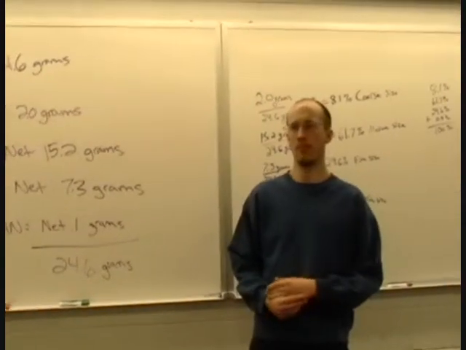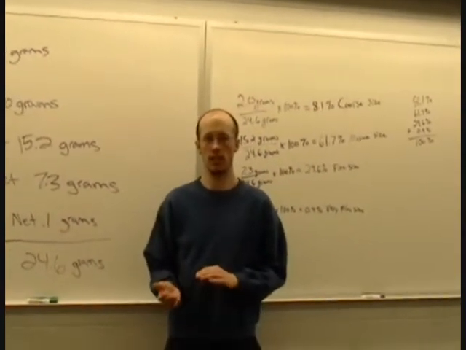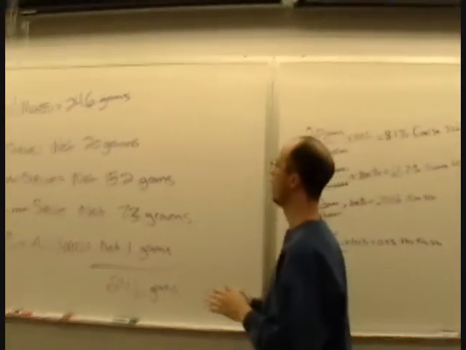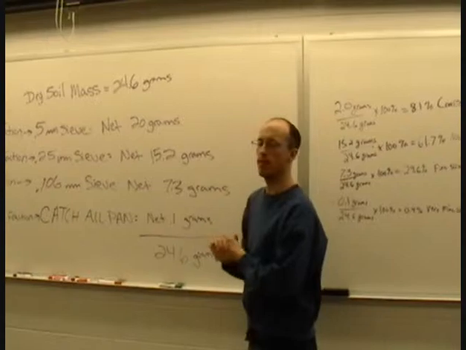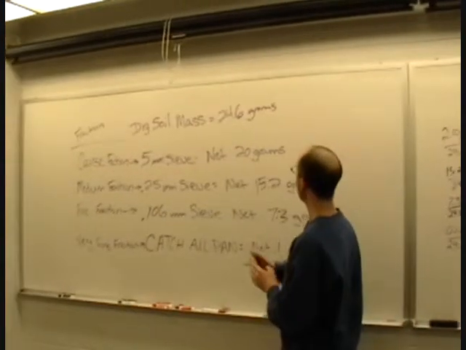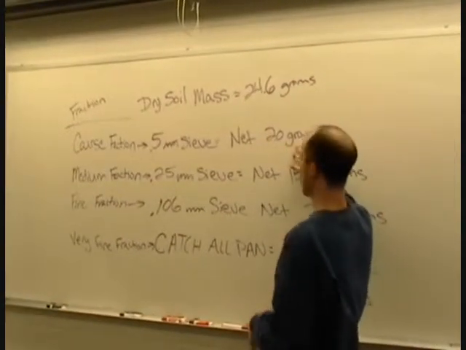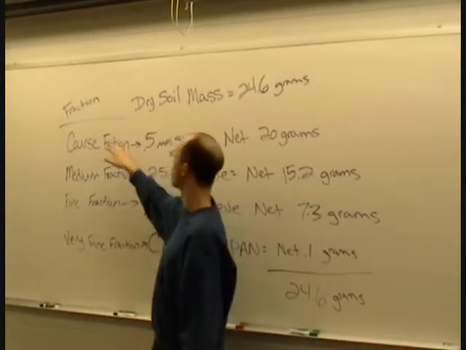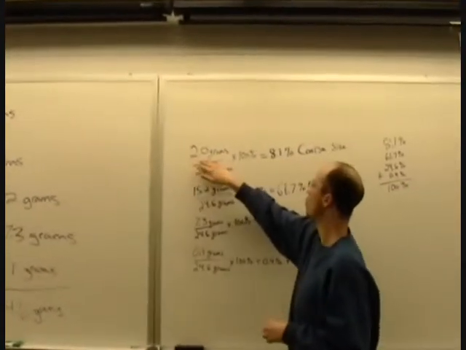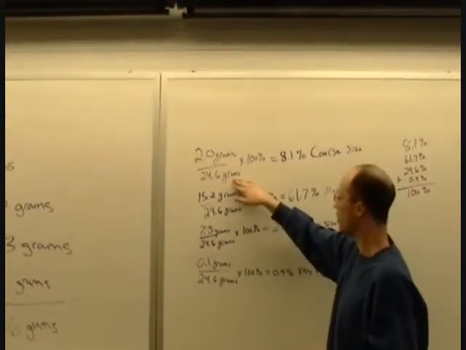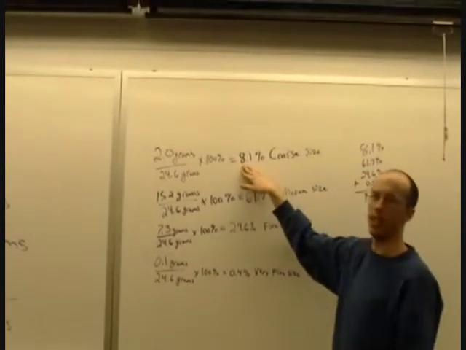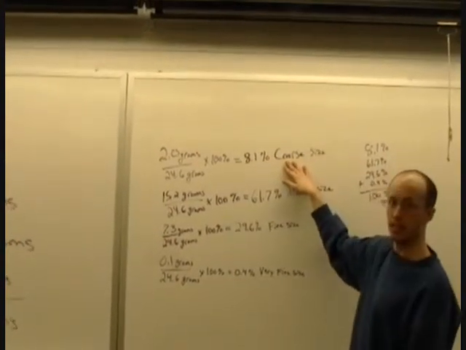Now to find the size fraction for each soil. What we're going to do is take each size fraction and divide it by the dry soil mass. For example, to find the coarse size fraction, we're going to take the net weight, which is the 2.0 grams. Again, this is the coarse fraction. And we're going to divide that by 24.6 grams. As you can see here, 2.0 grams divided by 24.6 grams. Then we're going to multiply that by 100% to get a percentage, which equals 8.1% coarse size.